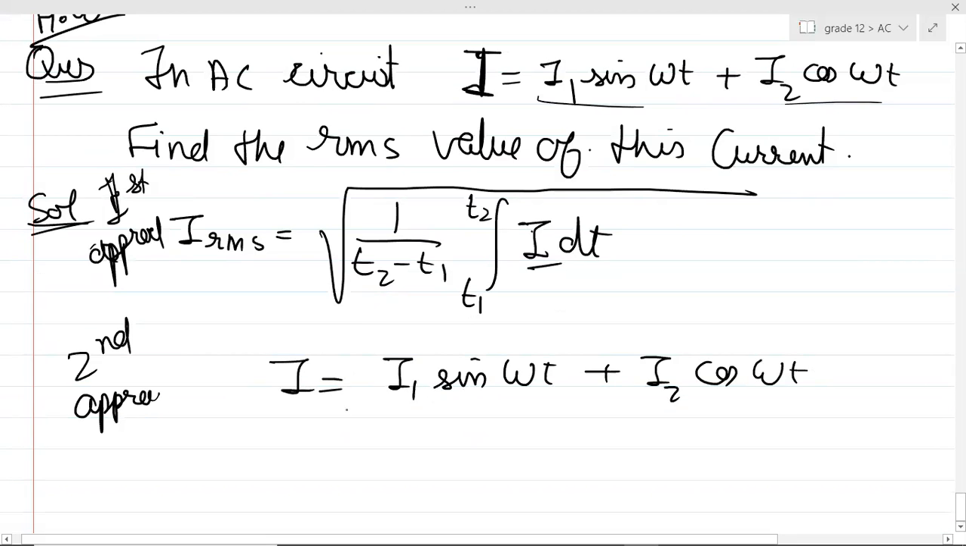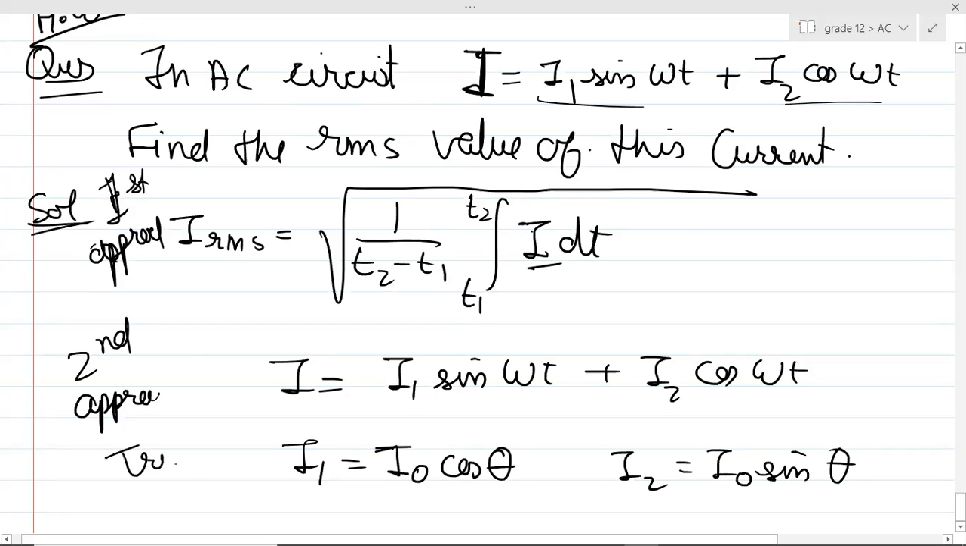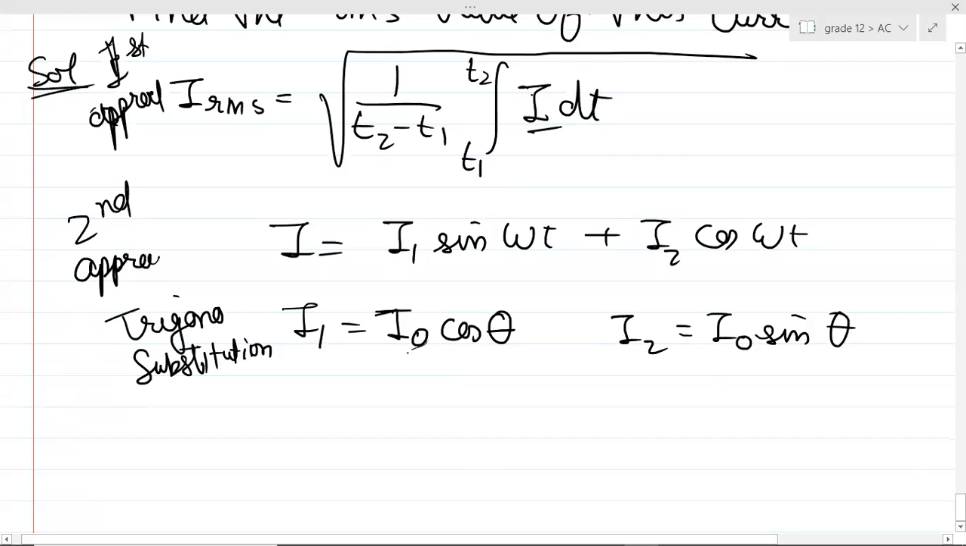Now, can I write omega t as theta? Yes, sir. Or in spite of not doing that, can I write I1 as I naught cos theta and I2 as I naught sin theta? Sir, why are we doing this special type of trigonometric substitution? Why do we need to do this? You'll just see the reason why exactly I am doing this. So if I put I1 as I naught cos theta and I2 as I naught sin theta.